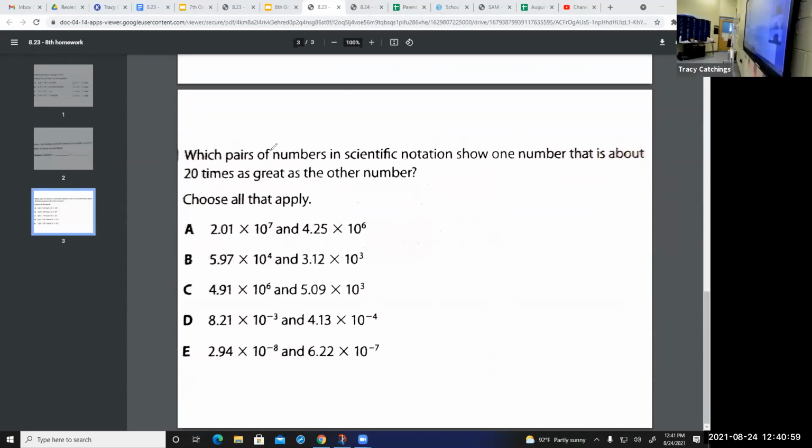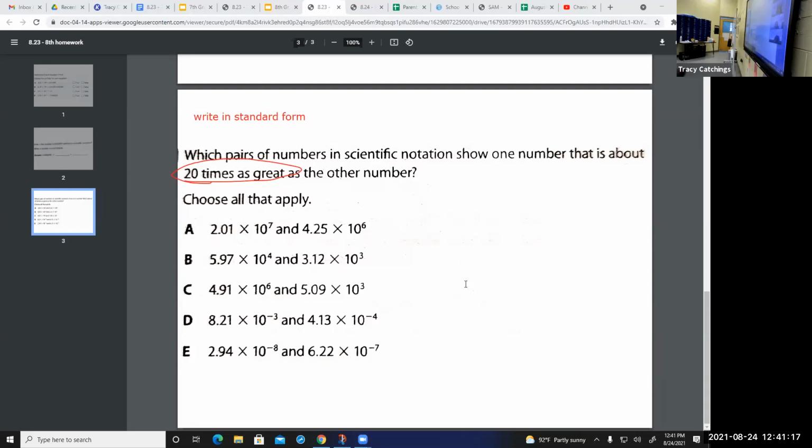All right, number 3 asks which pairs of numbers in scientific notation show that one number is about 20 times as great as the other number. A rule of thumb with these types of problems: do not depend on looking at them. Write them in standard form. Put them in standard form. That's an easy approach to looking at it.